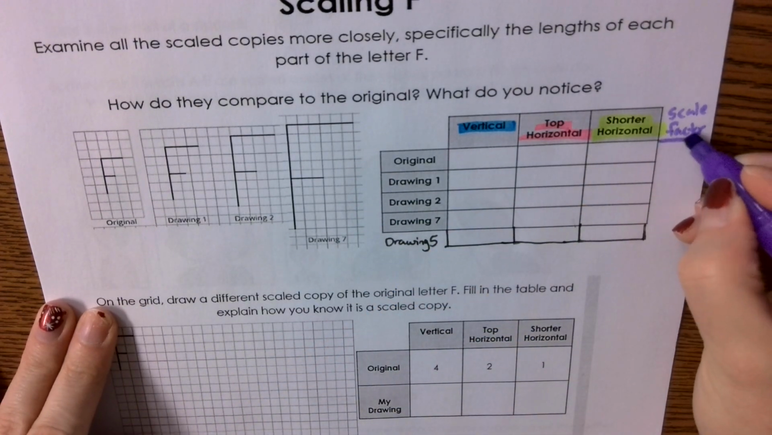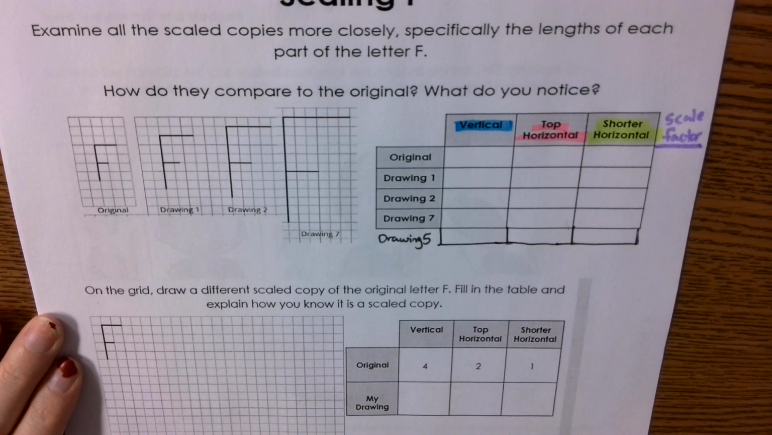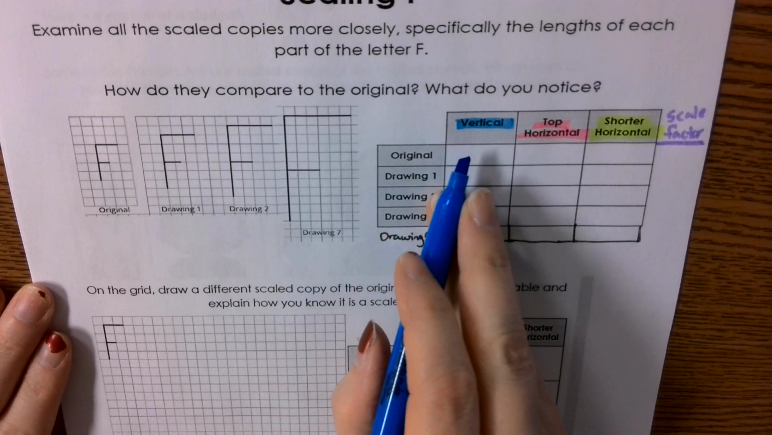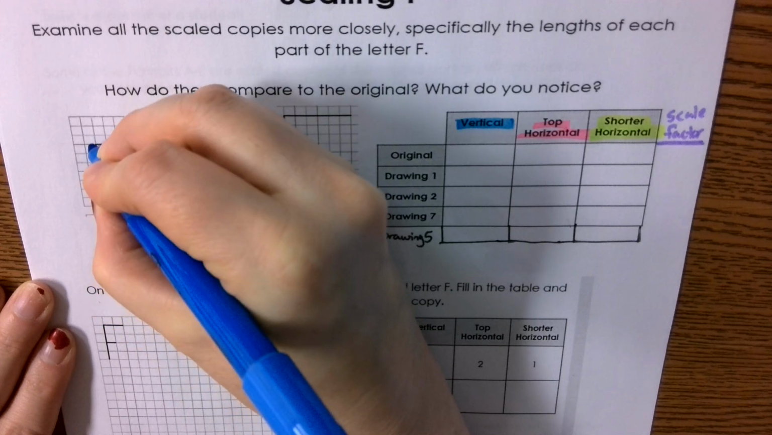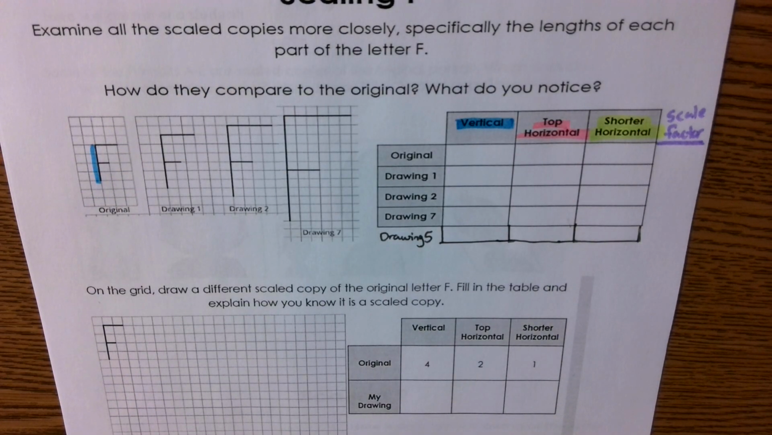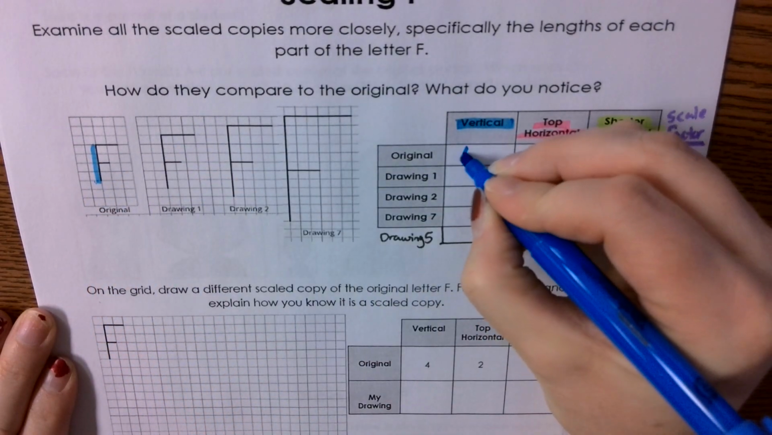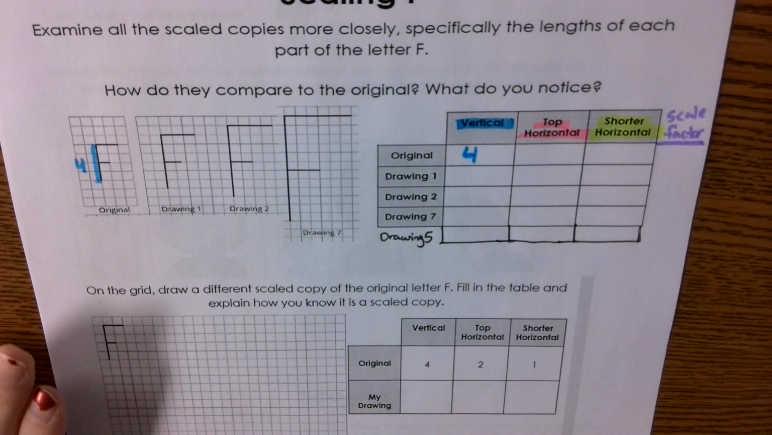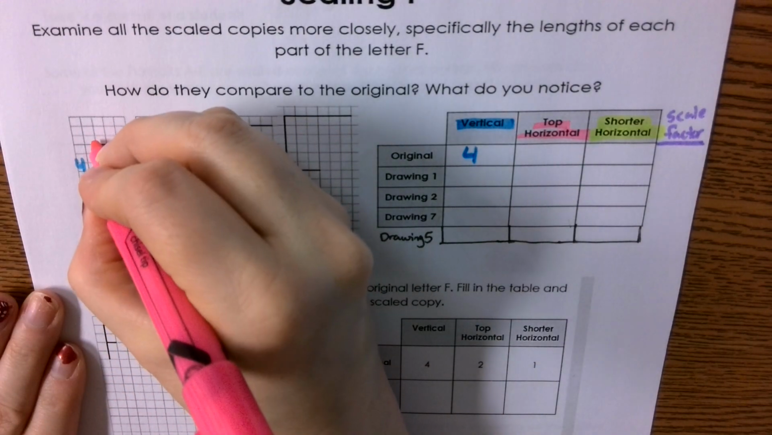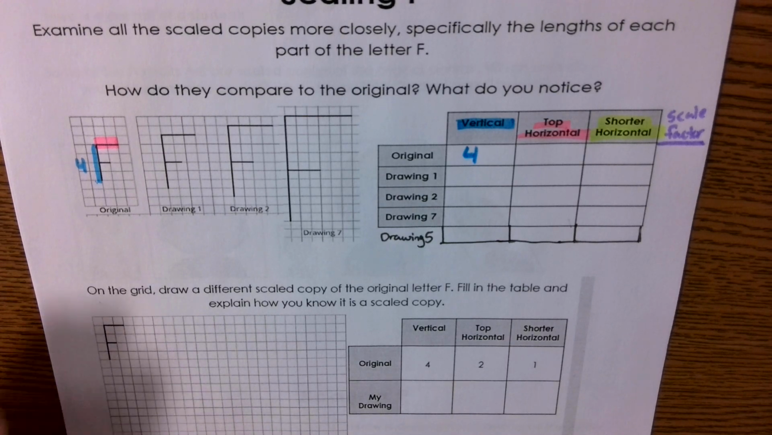The scale factor is what we multiply the original value by in order to get to our newest measurements. So let's start first with the original shape. We're going to count the vertical. Who can tell me how many square units tall is the vertical line for our original F? Van? 4, right? If we count, that's 1, 2, 3, 4 boxes to get up there. Now we're going to do our top horizontal line. Who can tell me how many boxes the horizontal top line is? Amina? 2.